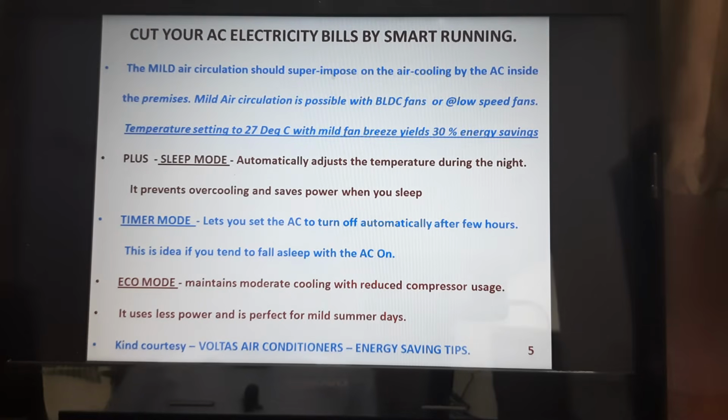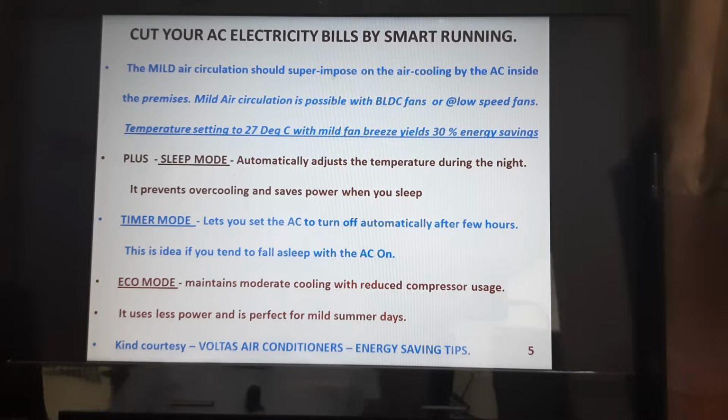So how can we cut our electricity bills by smart running of our AC? First, as I said before, a mild air circulation needs to be superimposed on the air cooling by the air conditioner, and this mild air circulation is possible with the latest BLDC fans or low speed fans. Whichever old fans are there, compared to the old fans it is better to fit a BLDC fan in the air conditioning room, and definitely this facilitates the energy savings in the air conditioner as such.